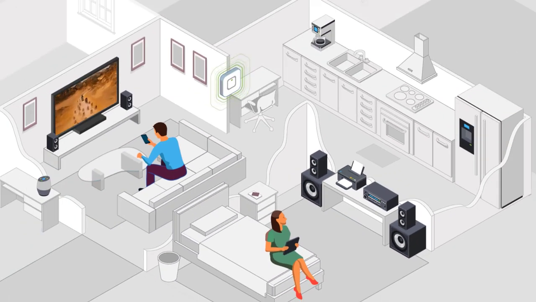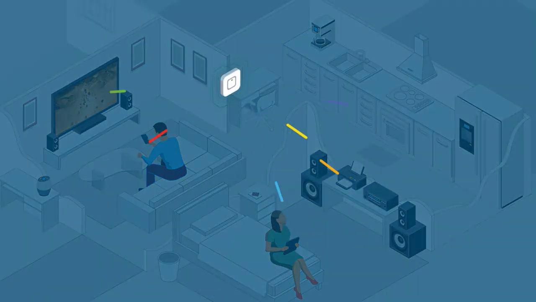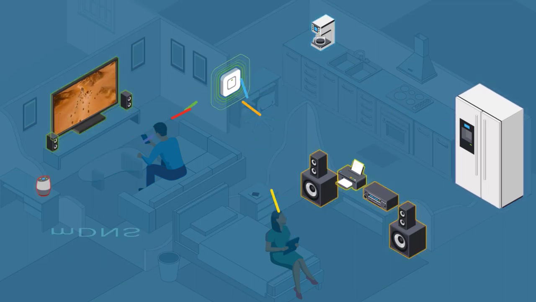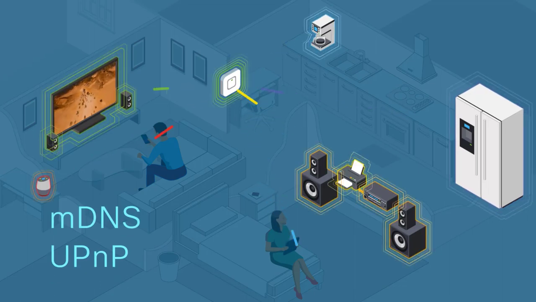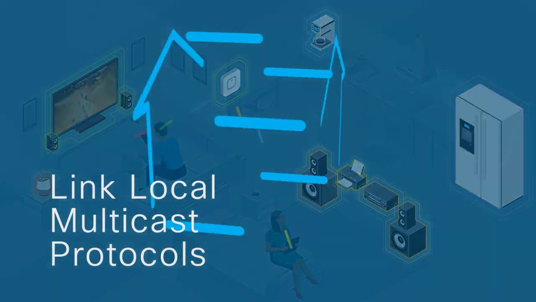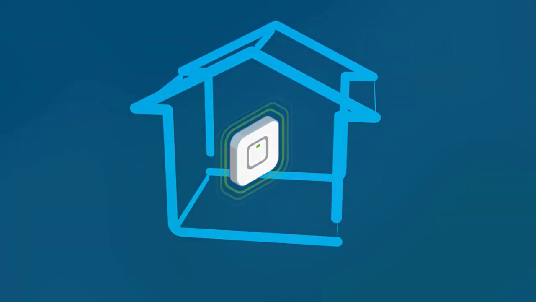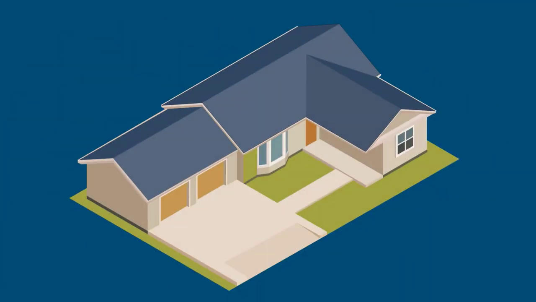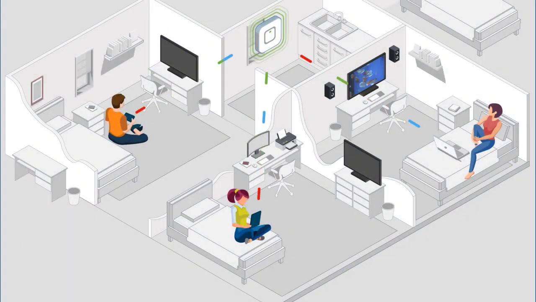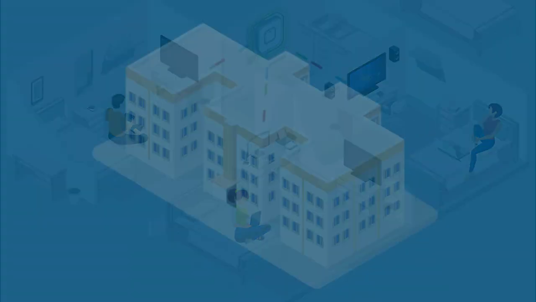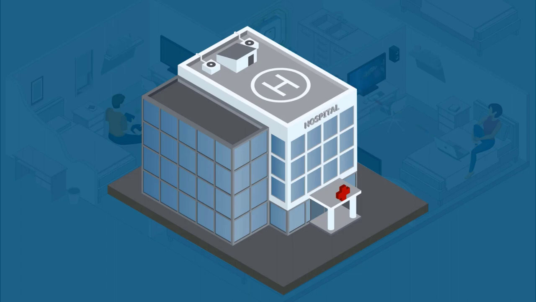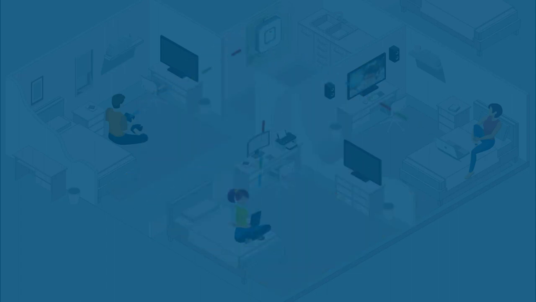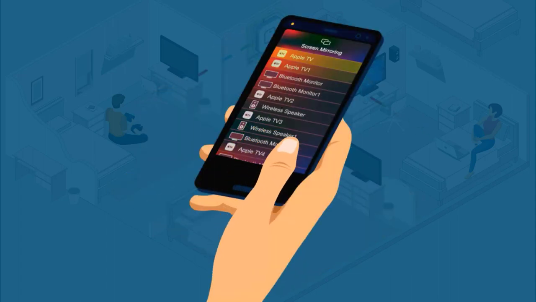When you're at home, all you see are your devices that are connected to your wireless network. Everything works fine since all of these devices use mDNS, UPnP, or other link local multicast protocols, and all of these devices are on the same network. But when these devices get connected to a shared network, such as a dorm room network, a hospital, or a hotel network, that at-home experience breaks.